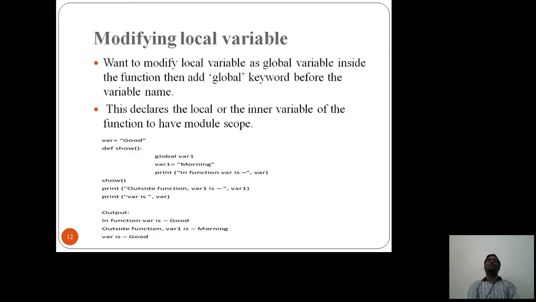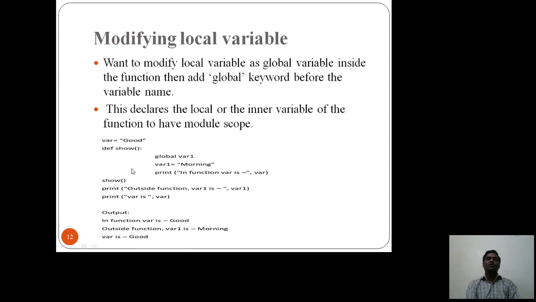Modifying a local variable to a global variable. If you want to modify a local variable as a global variable inside the function, then add the global keyword before the variable name. Whenever you add the global keyword before the variable name, that particular variable becomes a global variable. This declares that the local or inner variable of the function has module scope. For example, here var1 is declared global. That means variable 1 will now become global, and var1 is Good Morning. In the function, print var1 is good.